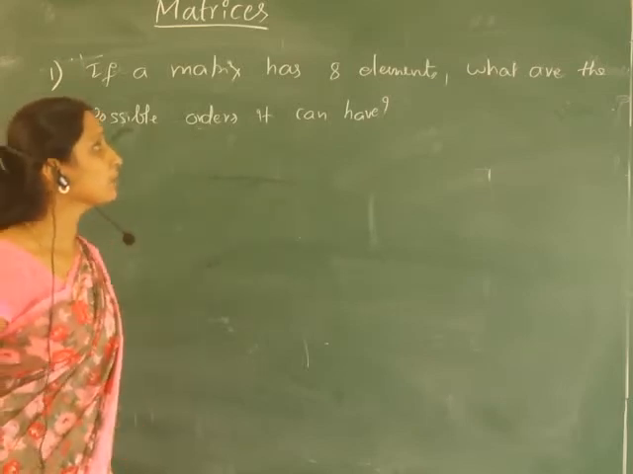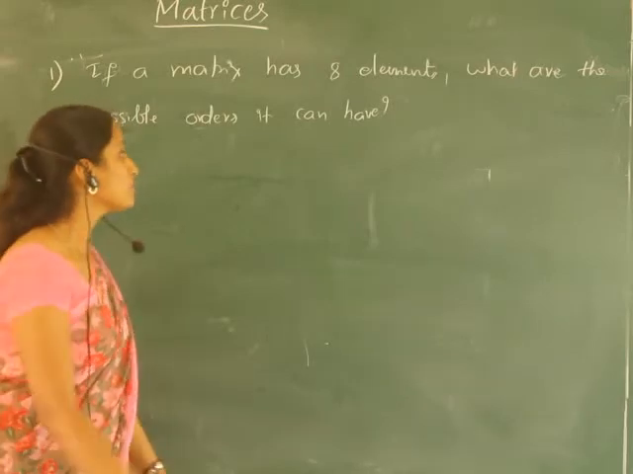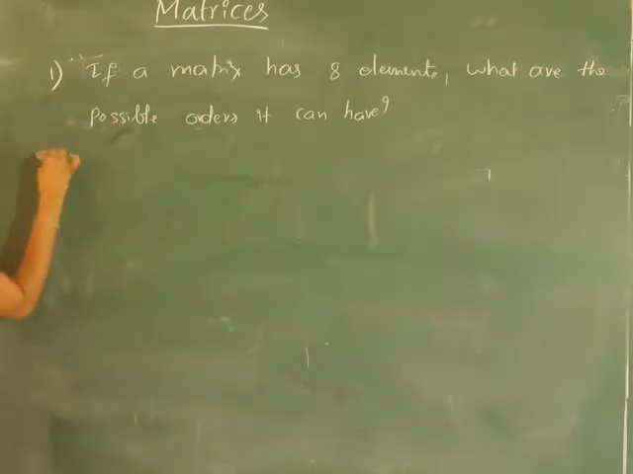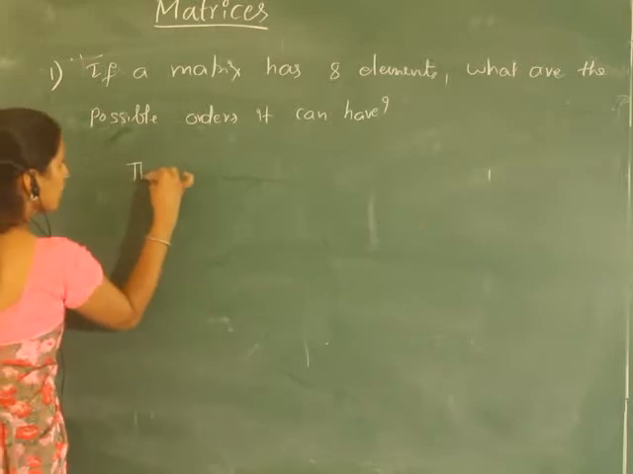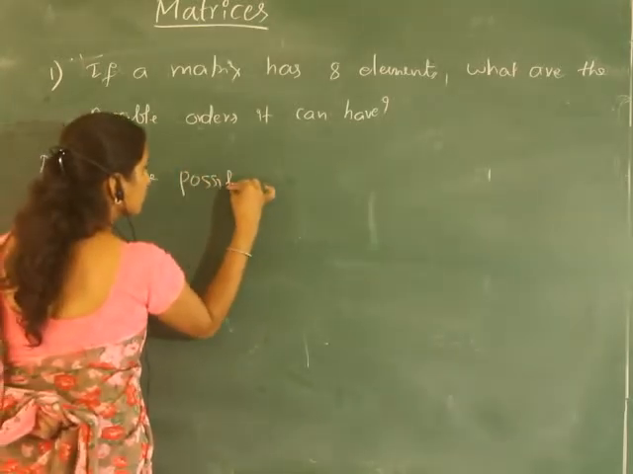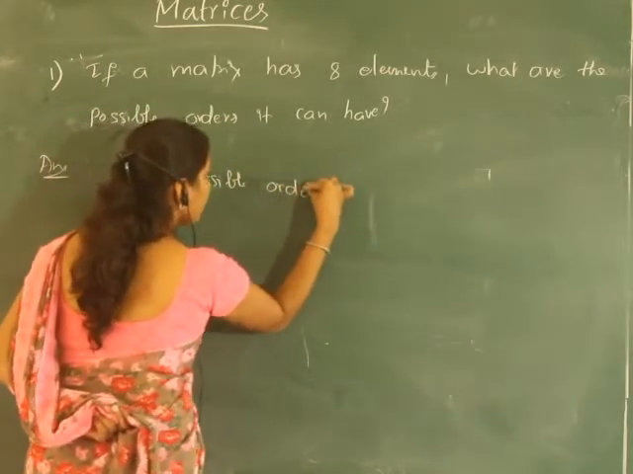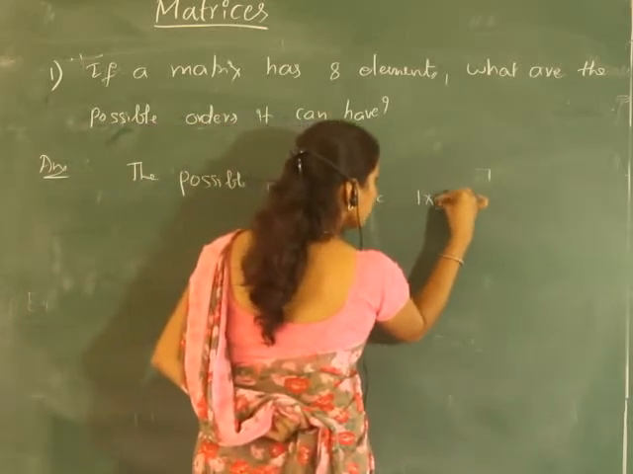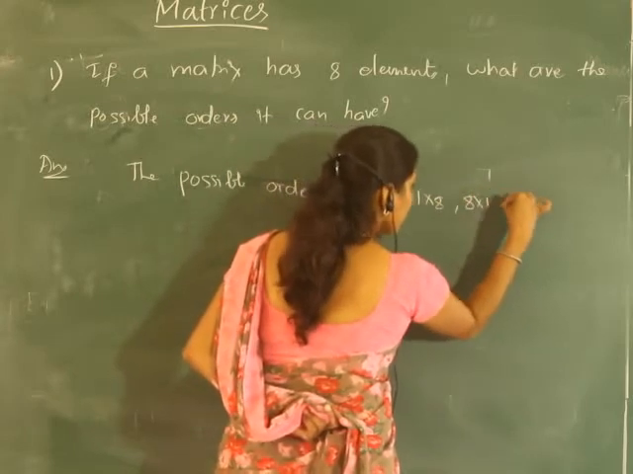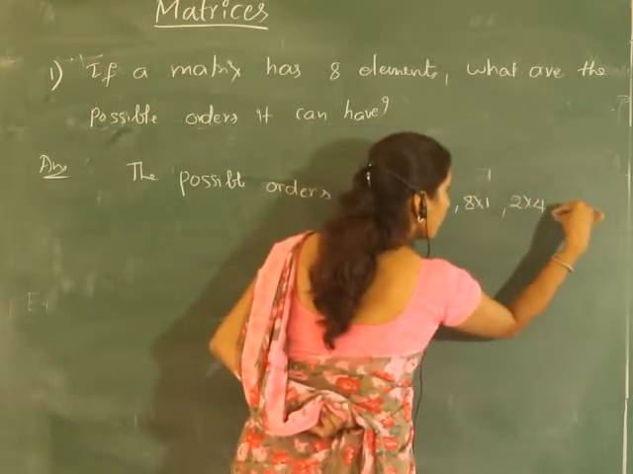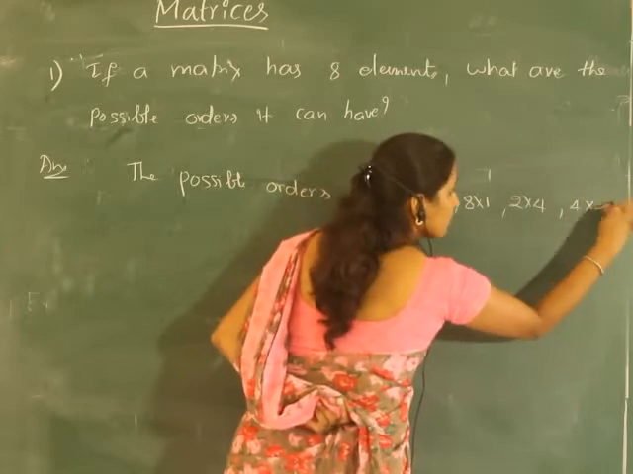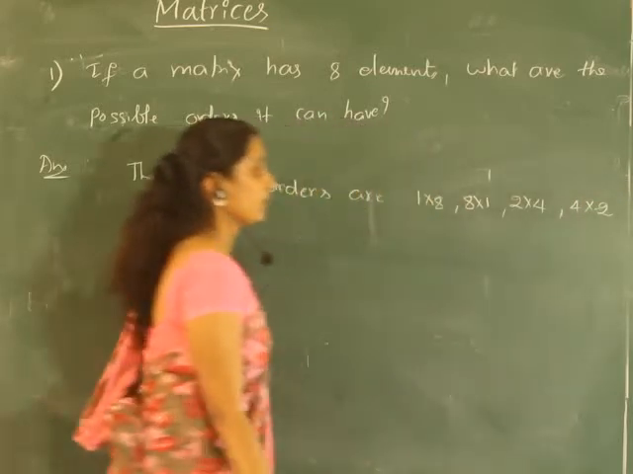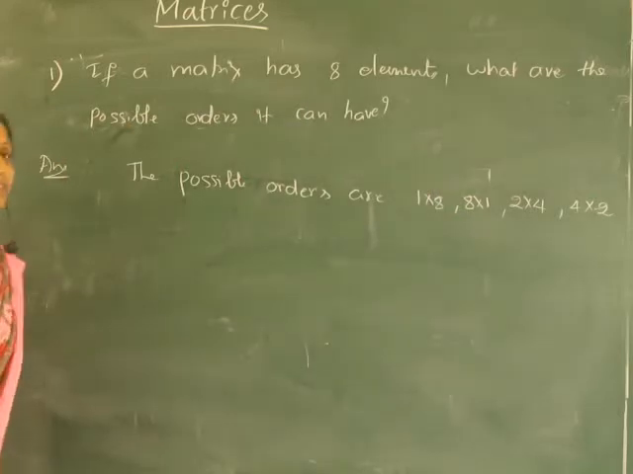So which are the possible orders it can have? The possible orders are 1 by 8, 8 by 1, 2 by 4 and 4 by 2.